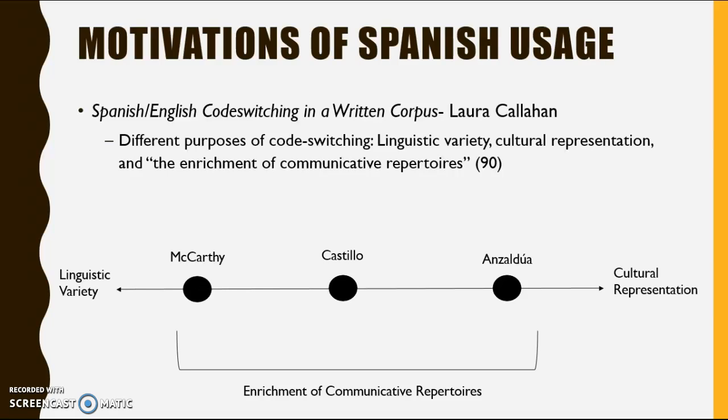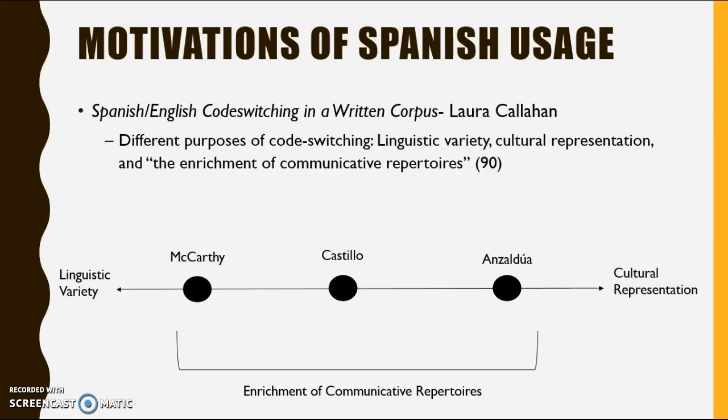that different authors will code switch or use bilingual language in their literature. One would be just linguistic variety, to have variety within the text itself, which I would say would be more McCarthy's drive. Culture representation, to highlight stories that aren't often heard. I mean, language itself is an exercise of culture, so that's notable, and that's what I said Anzaldúa was more. And then finally she said, I kept this in quotations just because it was so well put, we get the enrichment of communicative repertoires.